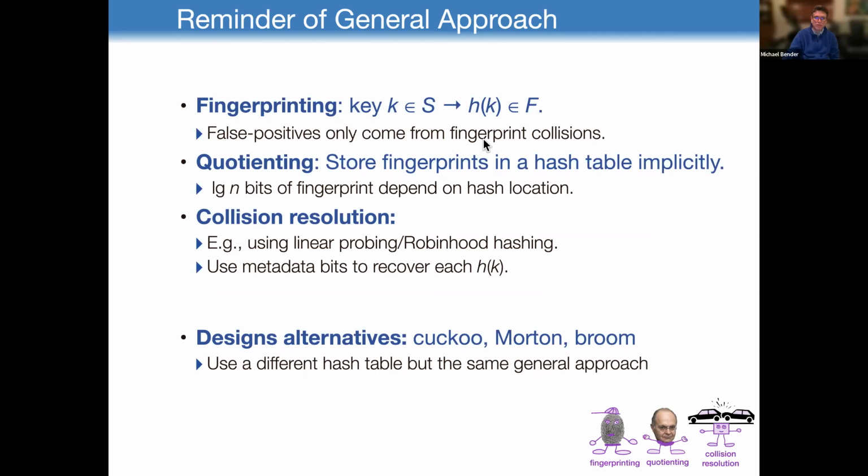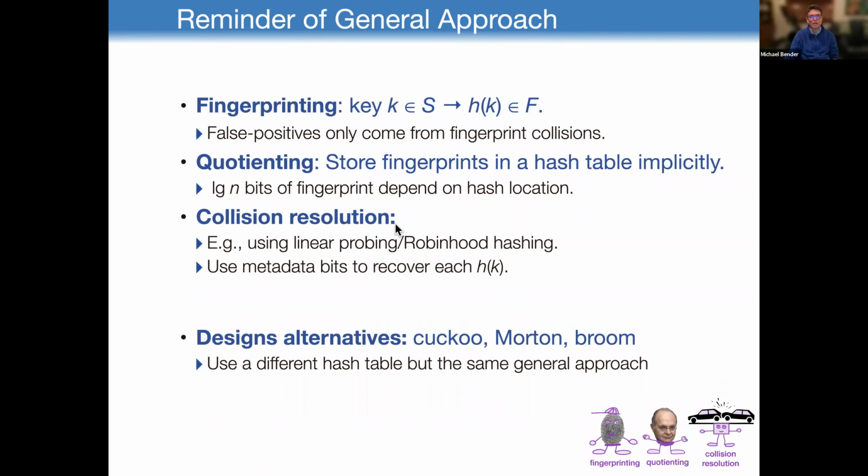So let me just describe what I've done so far, and then I'm just going to go a little bit farther in the talk, and then I'll end. So we talked about fingerprinting. I said that the false positives only come from fingerprint collisions. We talked about quotienting, where we store these fingerprints in the hash table implicitly. And so the log n bits of the fingerprint just depend on the hash location.